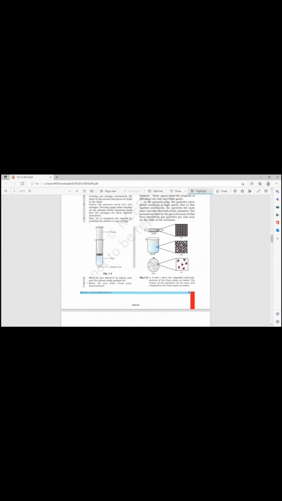Gases flow easily, so the diffusion process is shown very much in the gases, comparatively less in the liquids, and very less or least in the solids. Thus, this is how I define the difference between the solid, liquid, and the gas.